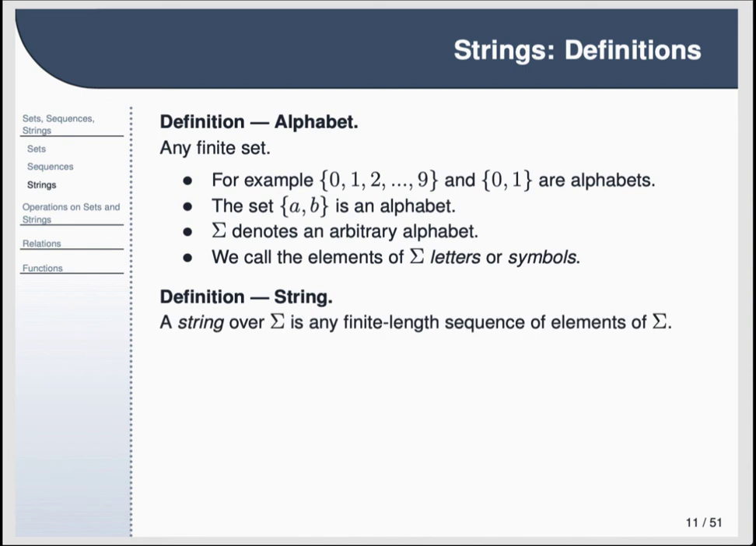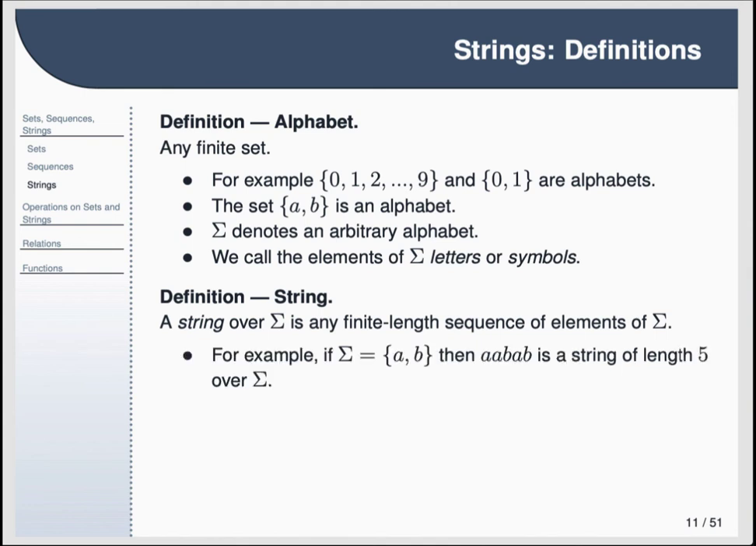We define a string over sigma as any finite length sequence of elements of sigma. So for example, if sigma is the set {A, B}, then AABAB is a string of length 5 over sigma. The length of the string x is denoted by these vertical bars, much like cardinality. So you'll need to know from context whether x is a set or a string. If it's a set, then that means its cardinality. If it's a string, then it means its length.